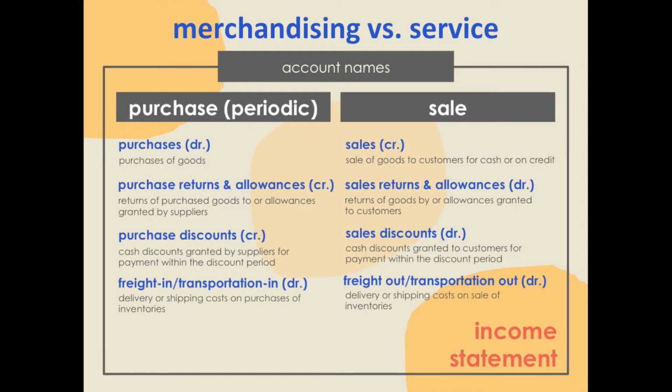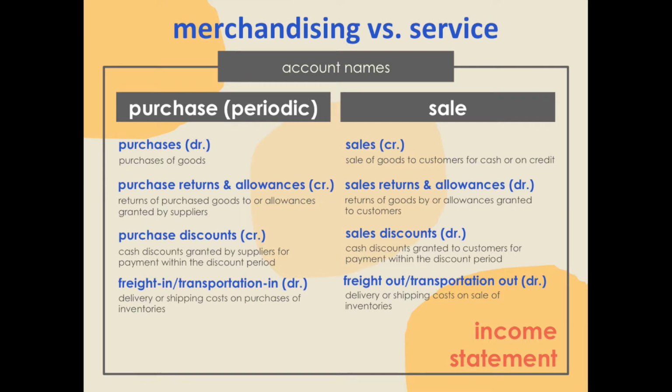Here we have the account names specific to merchandising transactions. We've actually introduced these in part 2, but let's go through them briefly. As we mentioned, a merchandising company is engaged in both the buy and sale of goods. On the left side, we have account names relating to the purchase of inventory, while on the right, we have account names relating to the sale of goods. Written beside each account name is its normal balance. Take note that all of these are income statement accounts.